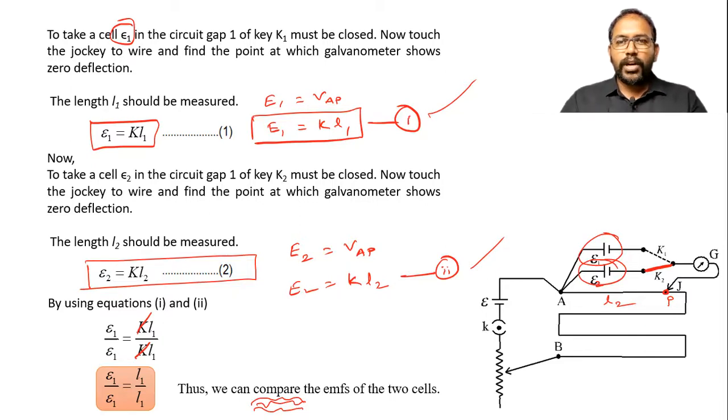In your practical syllabus, you have to do this experiment, so try to remember this article very well. This is the theory part, but you have to actually do a comparison of two cells by using this formula: E1 by E2 is equal to L1 by L2.